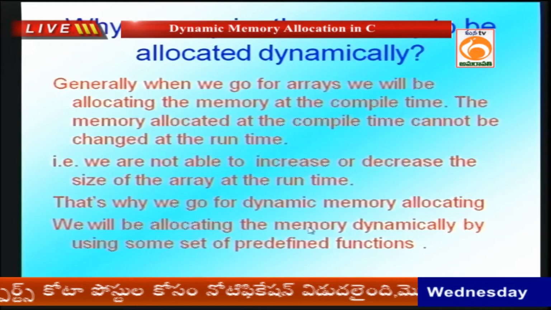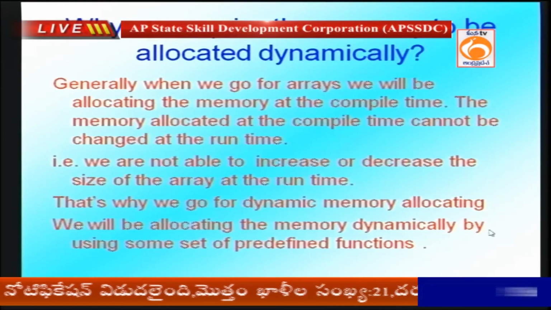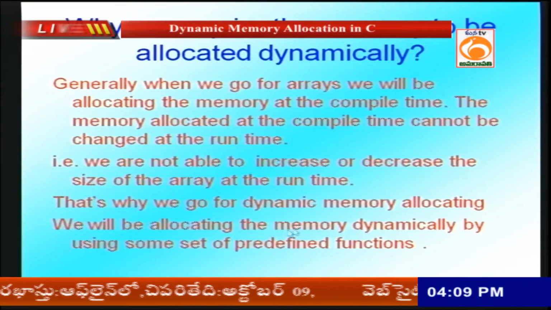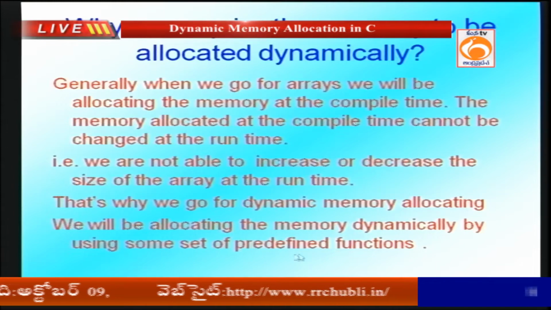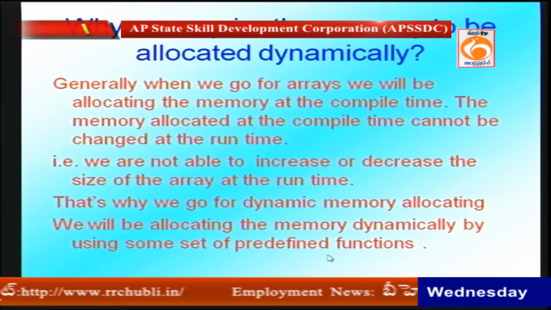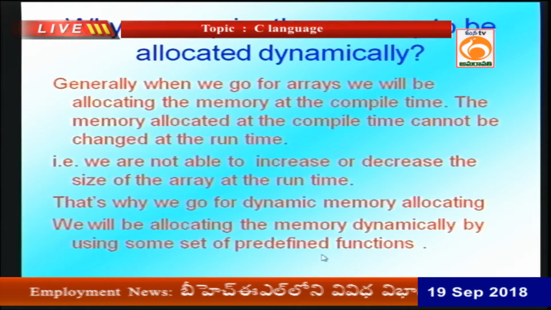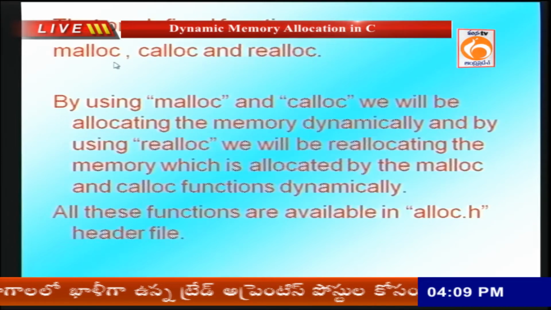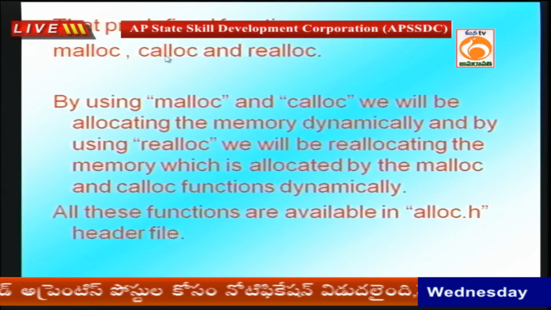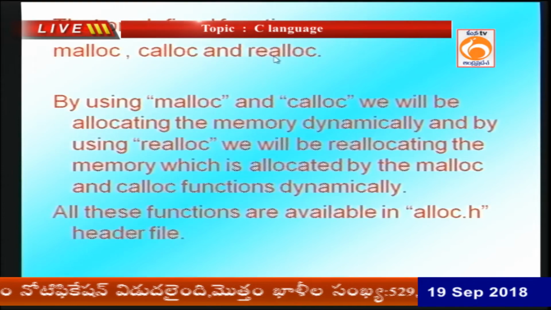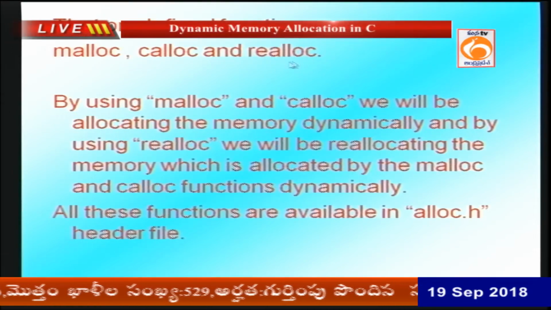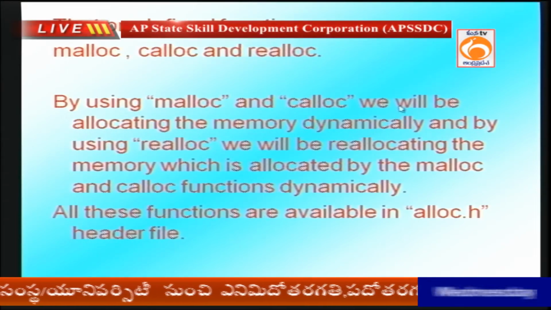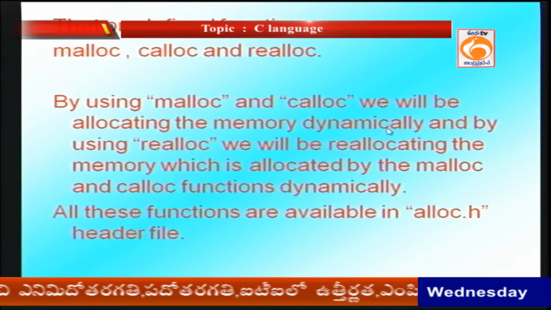How to allocate the dynamic memory in C language? You have to use a set of predefined functions. Which are the predefined functions you have? The first function is malloc, M-A-L-L-O-C. One more function is C-A-L-L-O-C, calloc. One more function is R-E-A-L-L-O-C, realloc. By using the malloc function and calloc function, we allocate the memory dynamically.